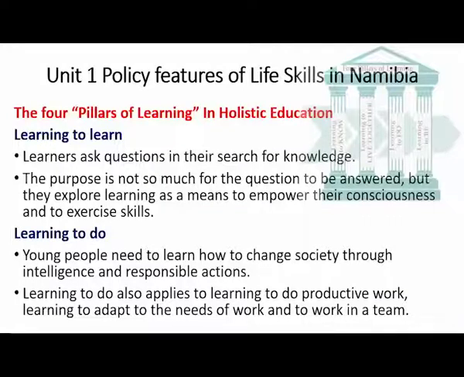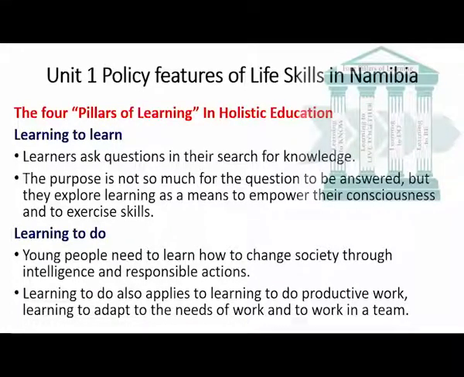We still deal with the policy features, and here we will be looking at the 4 pillars of learning in holistic education. There are 4 pillars of learning. First of all, the first pillar is learning to learn. And you will see that learners ask questions in the search for knowledge.